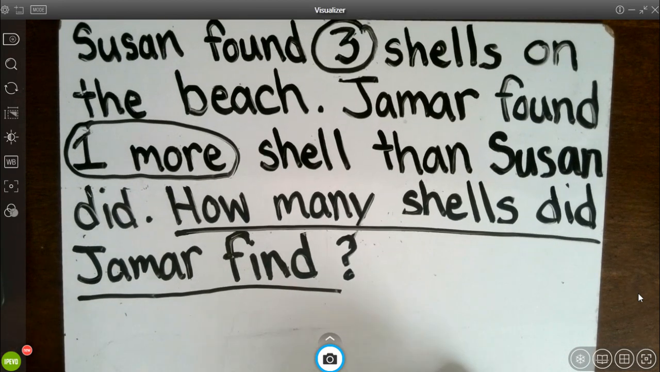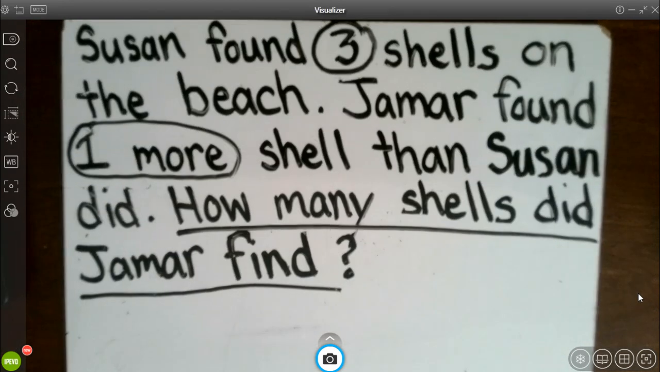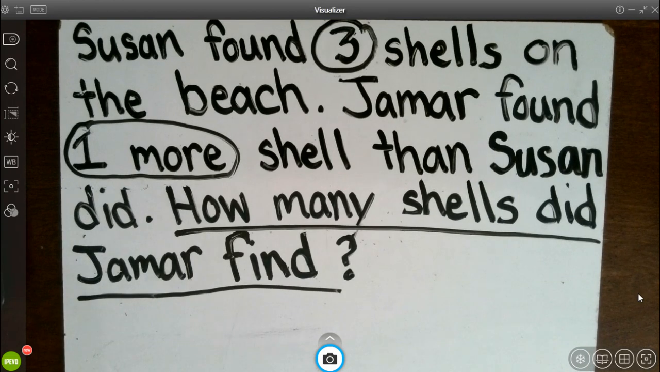So there's a few ways we can solve this problem. We can use manipulatives, and Miss Manning showed you how to use manipulatives yesterday. You can also act out the problem or draw a picture. I'm going to draw a picture.